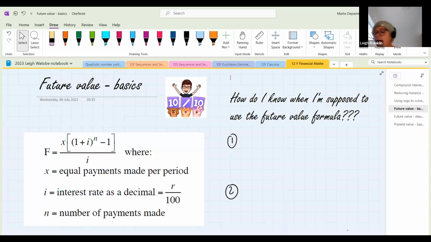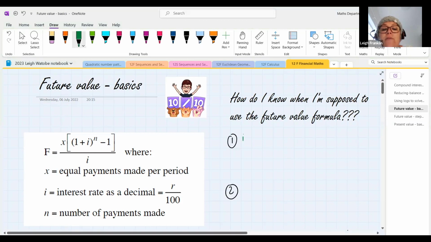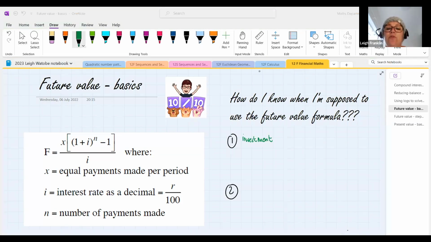How will we know if we're supposed to be calculating something in financial maths using the future value formula? What are the clues? Anybody got any idea? Yes, Mamelo, it has to be some kind of investment or savings. Good. It has to be savings.